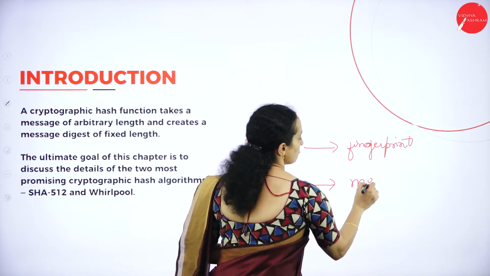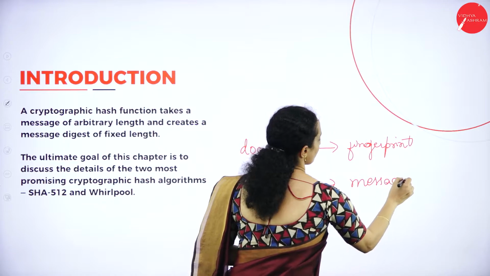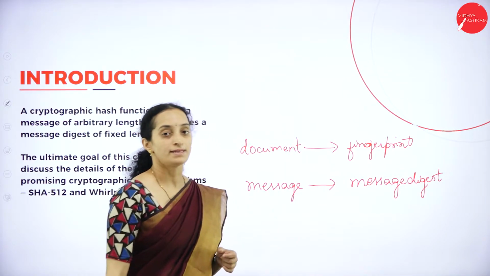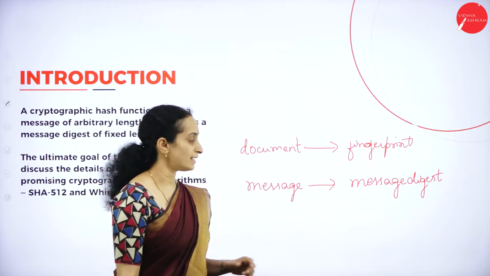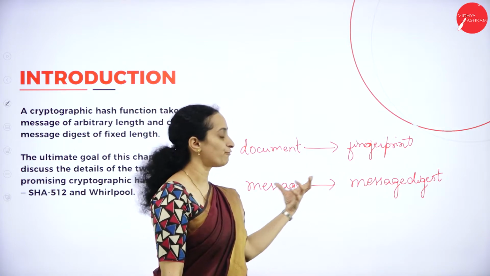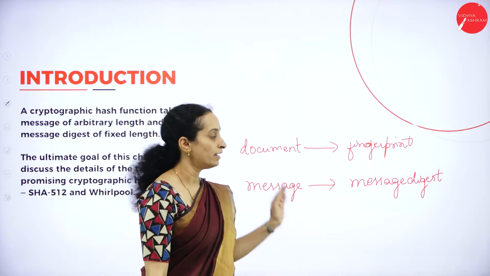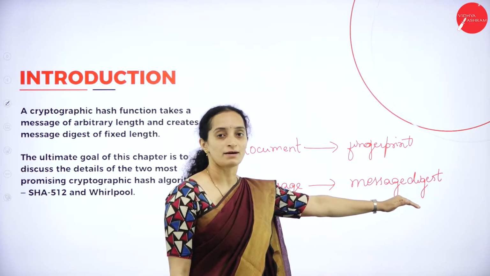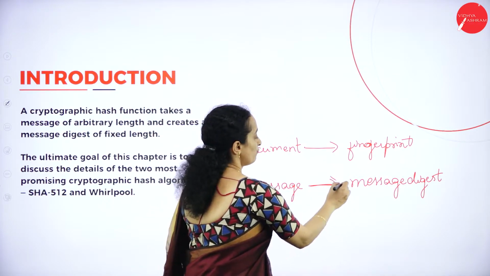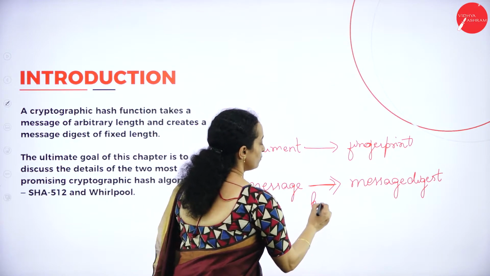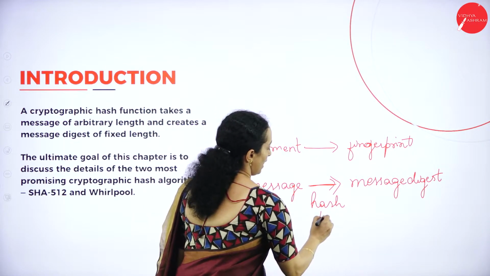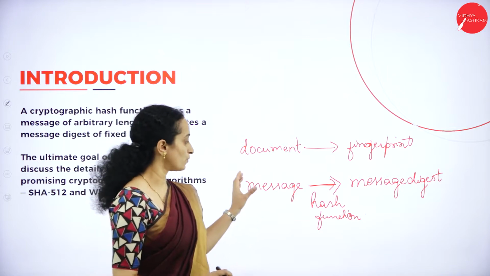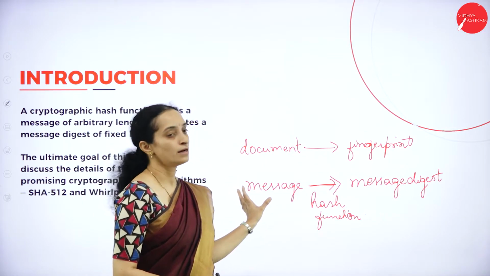We'll have a message digest. We use a term called message digest, or simply digest, to give the format of an original. To maintain the integrity, we confirm the document with the fingerprint. Like that, the message will be confirmed with the message digest, where for getting the message digest, we use the hash function algorithm. A cryptographic hash function will be used to get a message digest from the message.